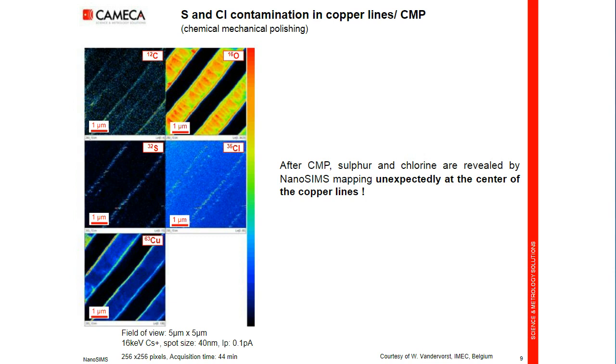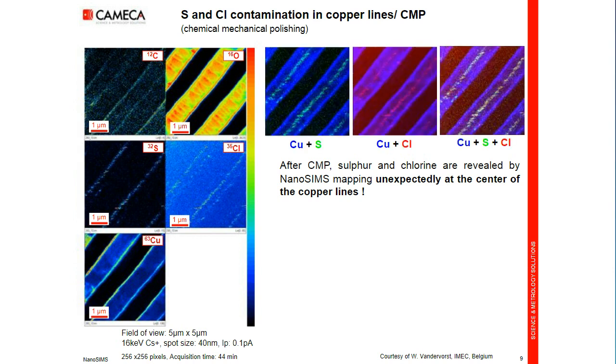And here you see on the left an image of carbon, oxygen, and then trace elements, sulfur, chlorine, and the copper line. And what was very surprising is to observe the sulfur and chlorine just at the center of the copper lines. So this was quite surprising. Here we superimpose copper with sulfur, copper with chlorine, and copper with both. And this was relatively unexpected.